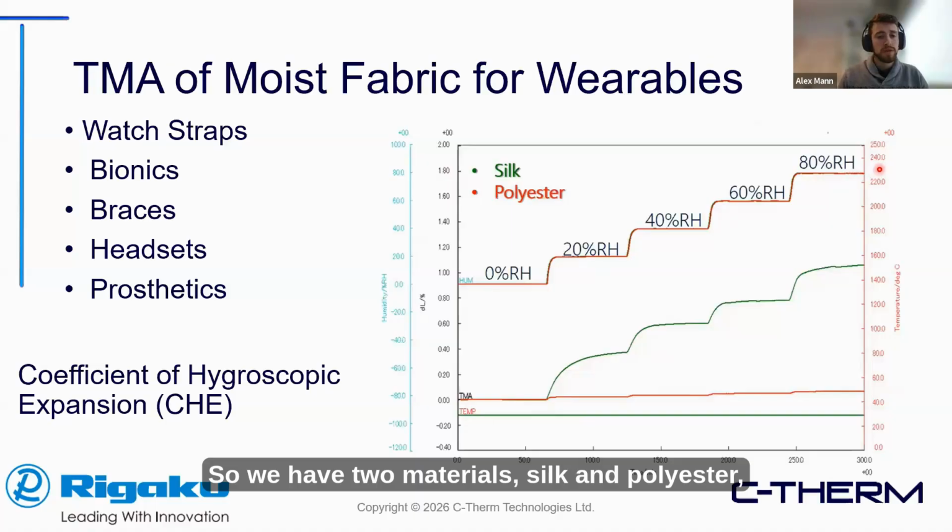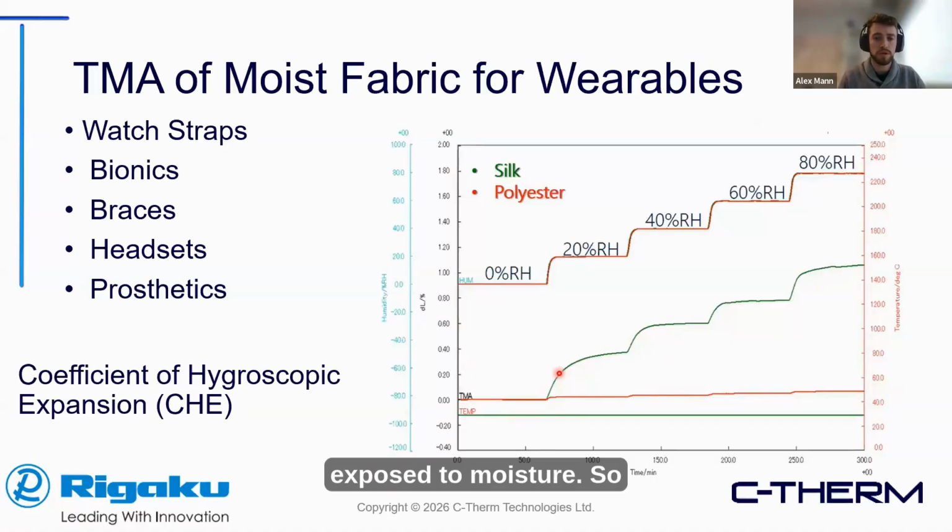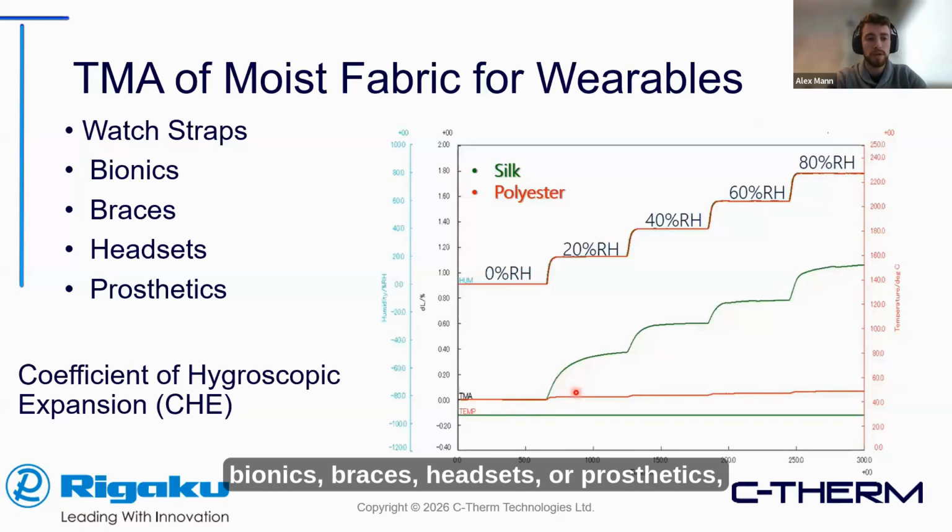We have two materials, silk and polyester, silk being natural, polyester being synthetic. We see that the silk expands much, much more than the polyester whenever it is exposed to moisture. So for watch straps, bionics, braces, headsets, or prosthetics, getting them wet by either sweat, rain, or just humidity will cause the fabric to expand. Or it's the opposite: if you're drying it, it'll shrink.